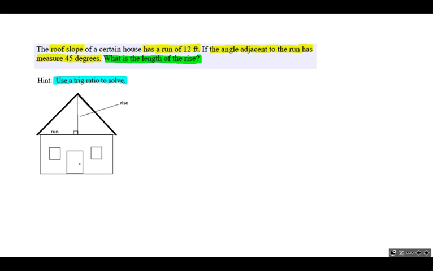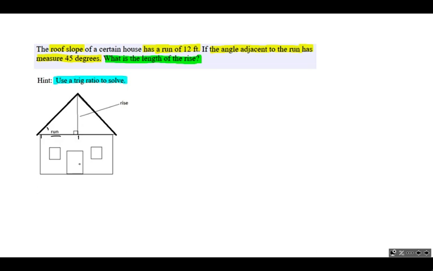The roof slope of a certain house has a run of 12 feet. The run here is the horizontal dimension from the center of the house out to the outside of the wall there. If the angle adjacent to the run, and that would be this angle right in here, has a measure of 45 degrees, what is the length of the rise? And we have a hint here, use a trig ratio to solve.